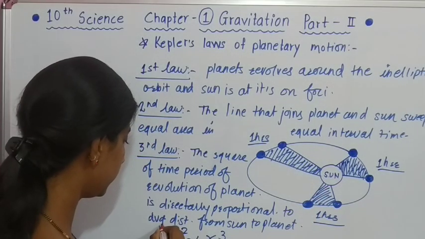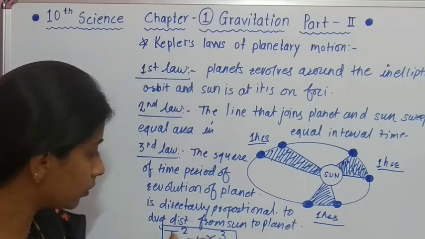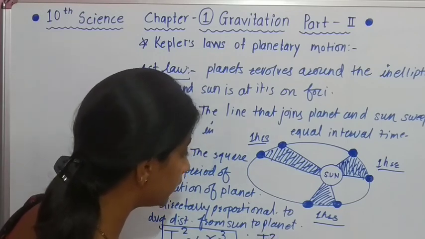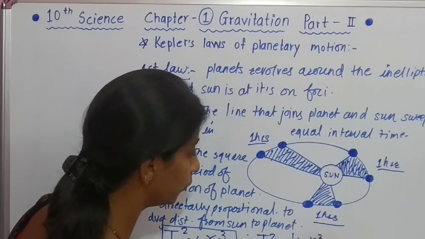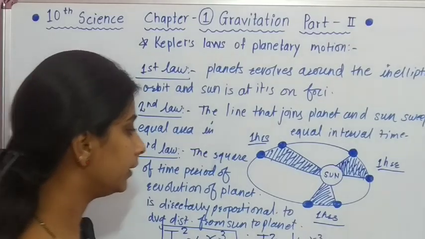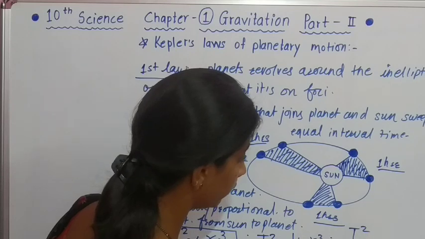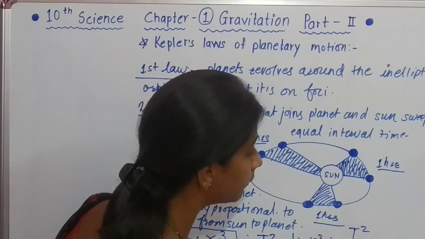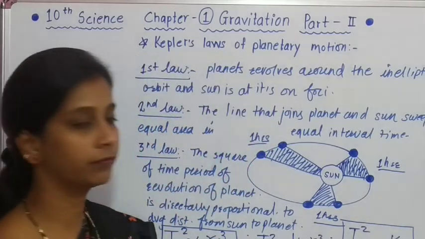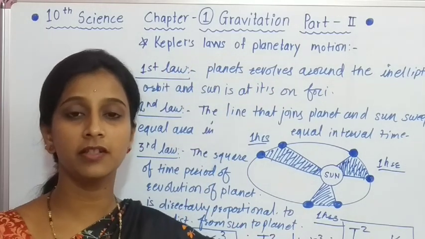In this way the third law states. It can also be written as T square equals K into R cube, where K is the proportionality constant. Therefore, T square upon R cube equals K. Remember this very carefully. So this is about Kepler's laws of planetary motion.